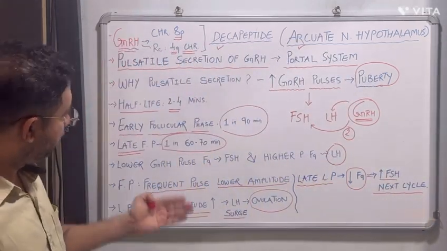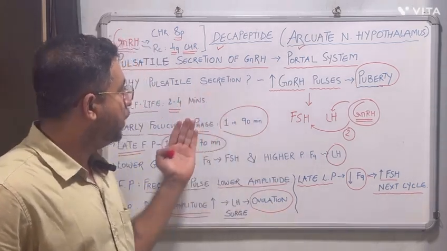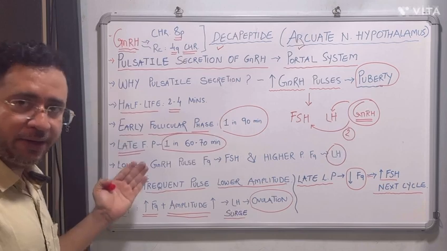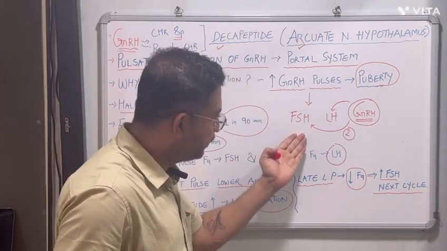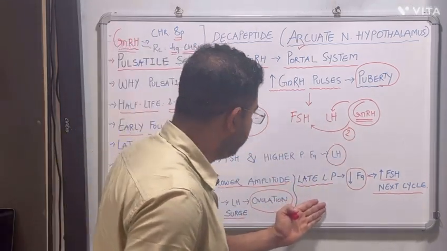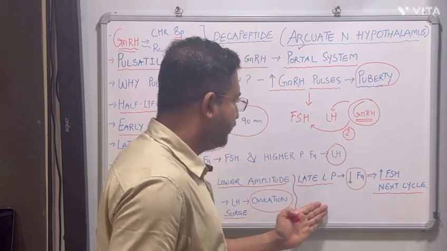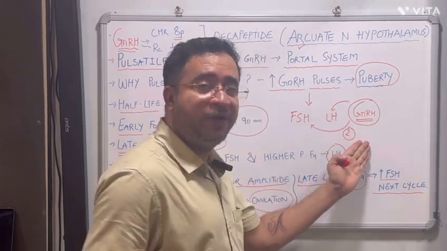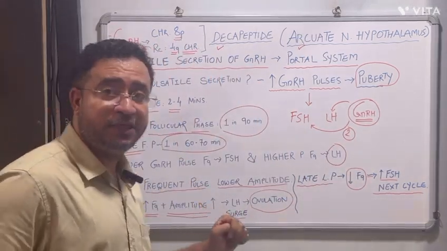So if you see the release of GnRH, how it happens in a pulsatile manner, how it affects the pituitary gonadotropin release. Subsequently, we will see about the pituitary gonadotropins, how the pituitary gonadotropin release affects the release of the hypothalamic GnRH.